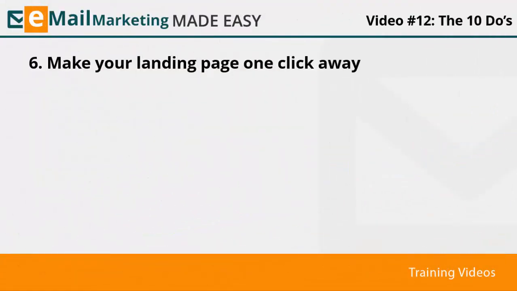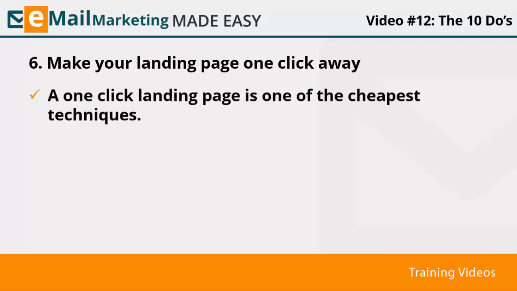6. Make your landing page one click away. A one-click landing page is one of the cheapest techniques. If you want to add a video in your email, it can be difficult to find the right place for it. You can opt for embedded video, but it is still a 2-click landing page. 1 click to check out the video, and another click directing customers to the landing page.